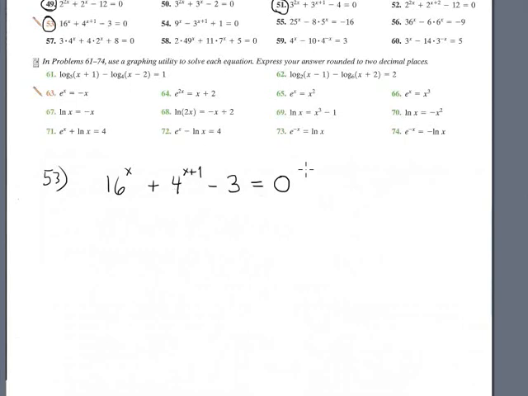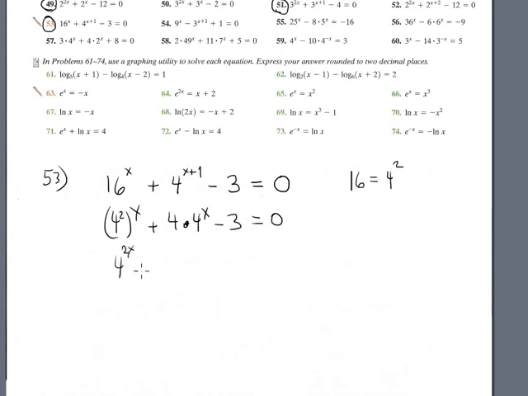Okay, 53. 53 is a little bit similar. I know that 16 is 4 to the second. That says 4 to the second raised to the x plus 4 to the 1 times 4 to the x minus 3 equals 0. That says 4 to the 2x plus 4 times 4 to the x minus 3 equals 0.